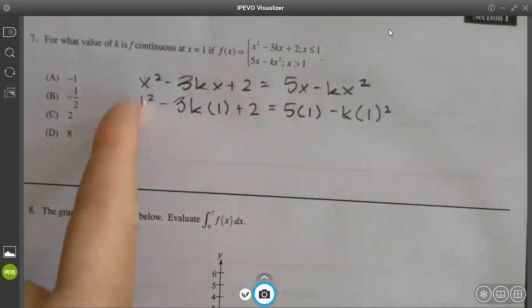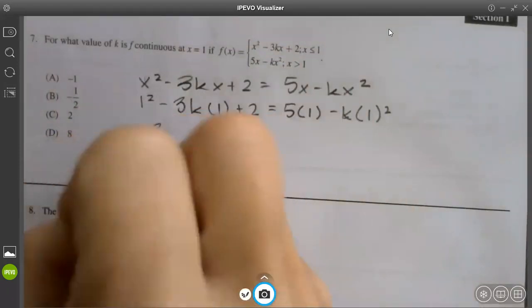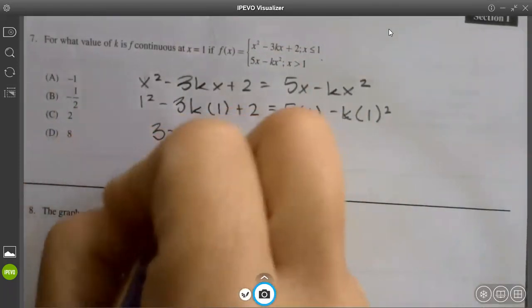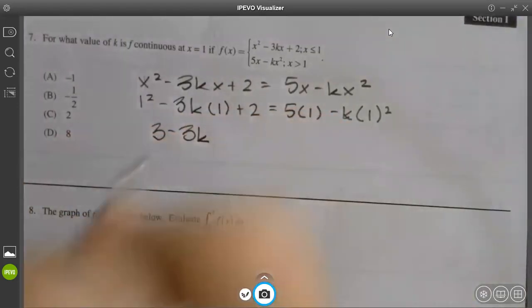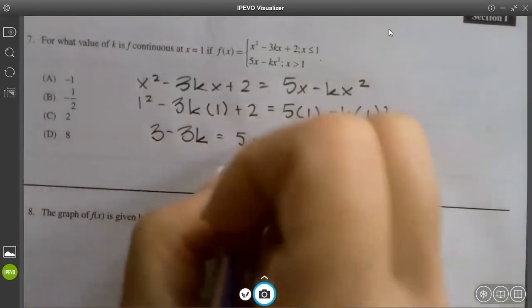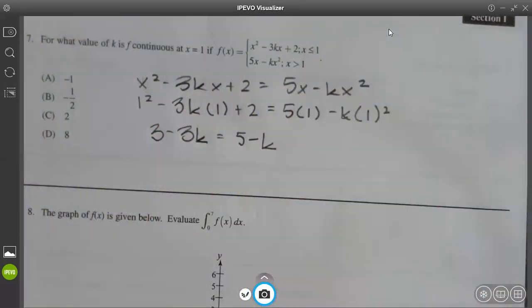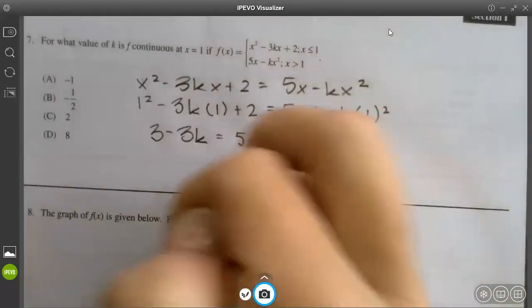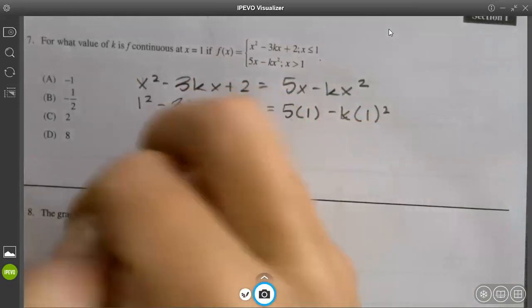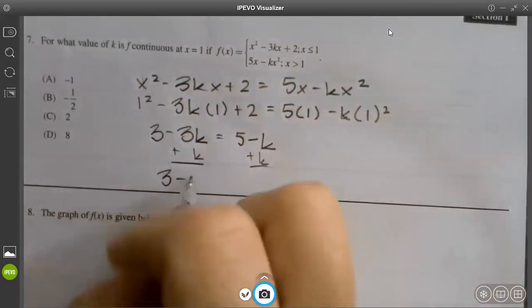We get 1 squared is 1 plus 2 is 3 minus 3k. 5 minus k. This is math 1, pre-algebra, whatever you took, some 8th grade math. How do I solve? Okay. I wouldn't have done that, but it's cool. There's nothing wrong with that.